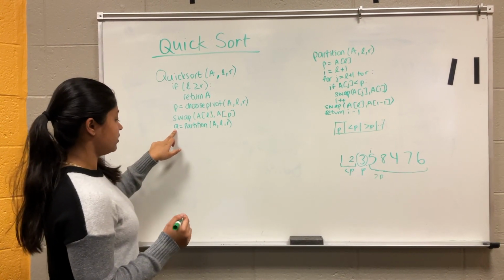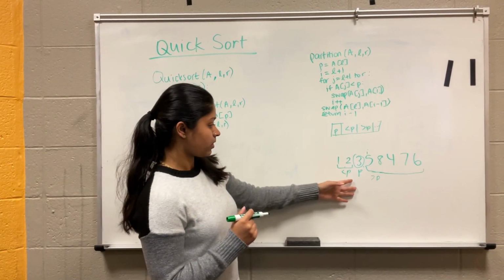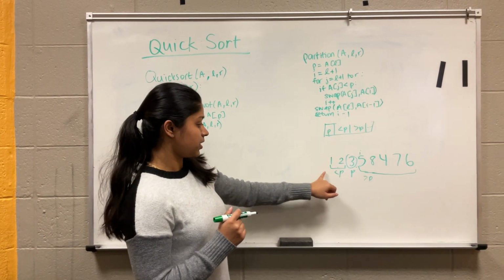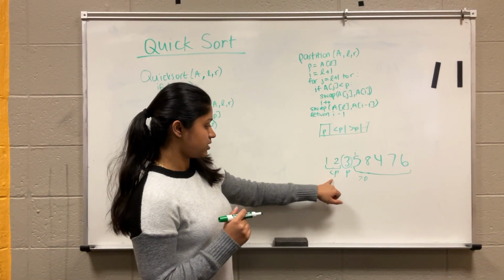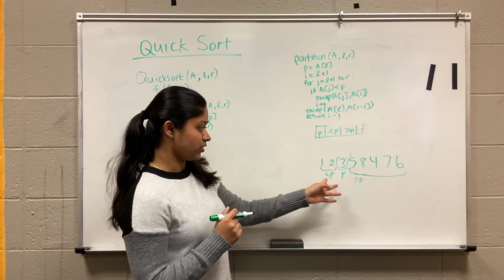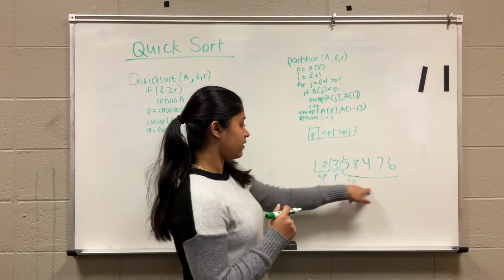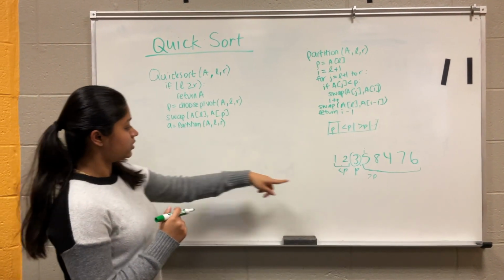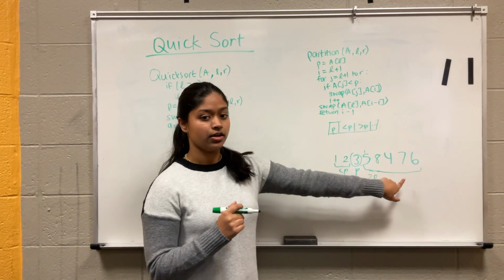And so now we have one recursion of this array, but the side on the left right here, the less than P side, is unsorted. It looks sorted right now, but the program doesn't know that it's sorted. And this half of the array is also unsorted, so we need to call quicksort on the left-hand side and the right-hand side of this array.